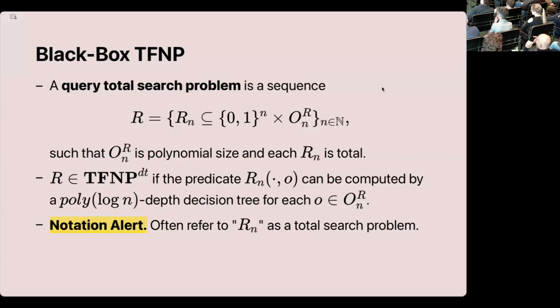But exponential will be quasi-polynomial, right? This is depth, so that's time. Yeah, that's right. So now our upper bounds will be quasi-polynomial time.